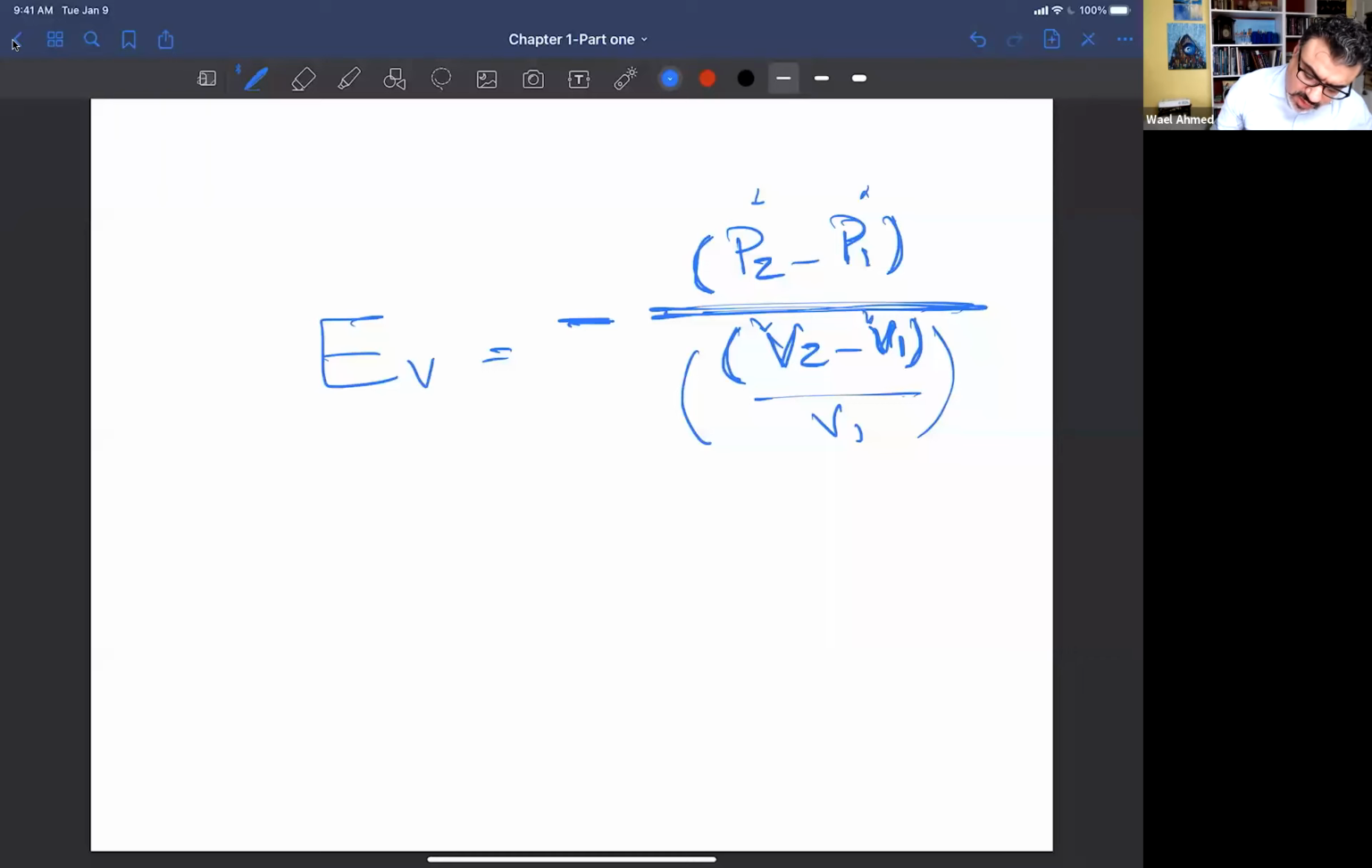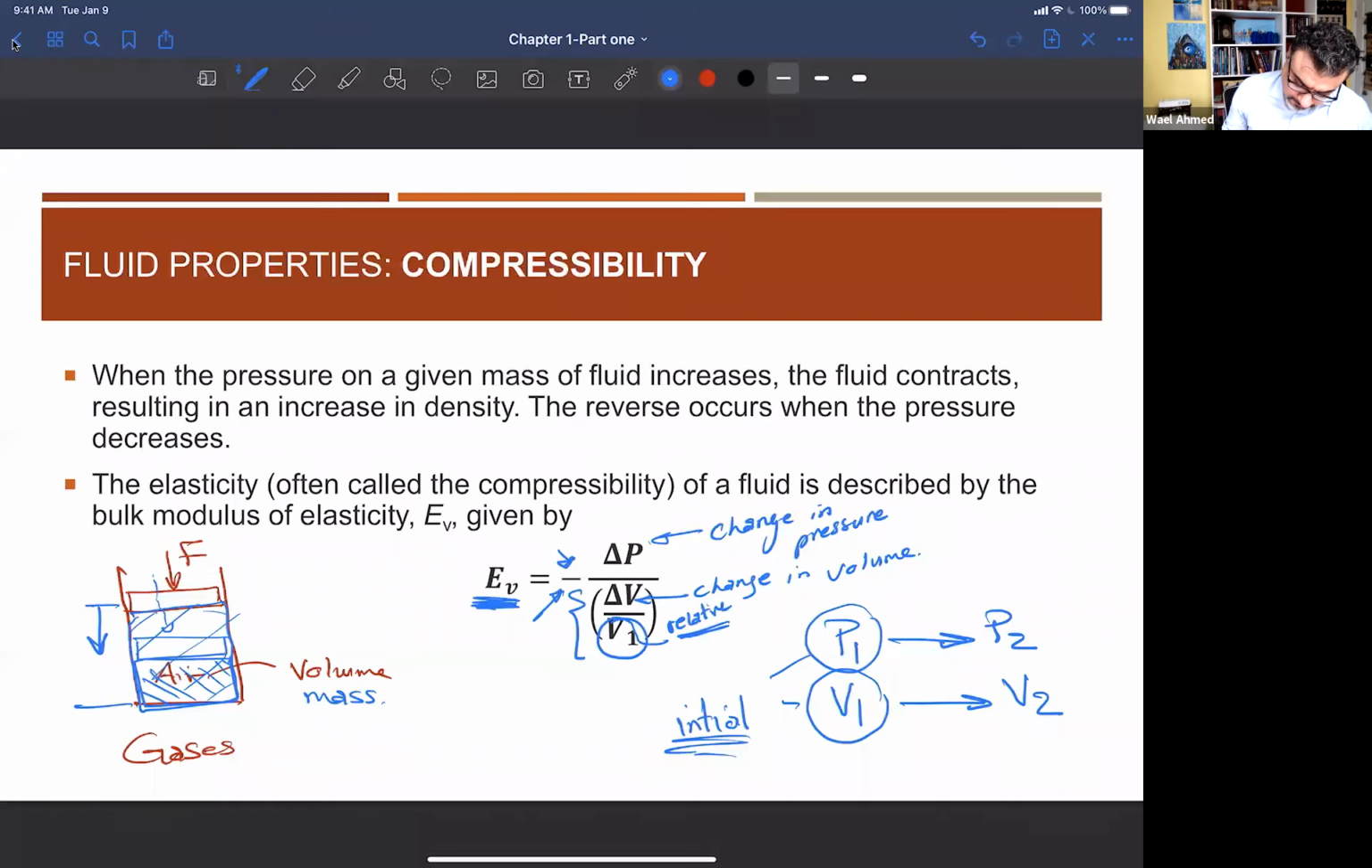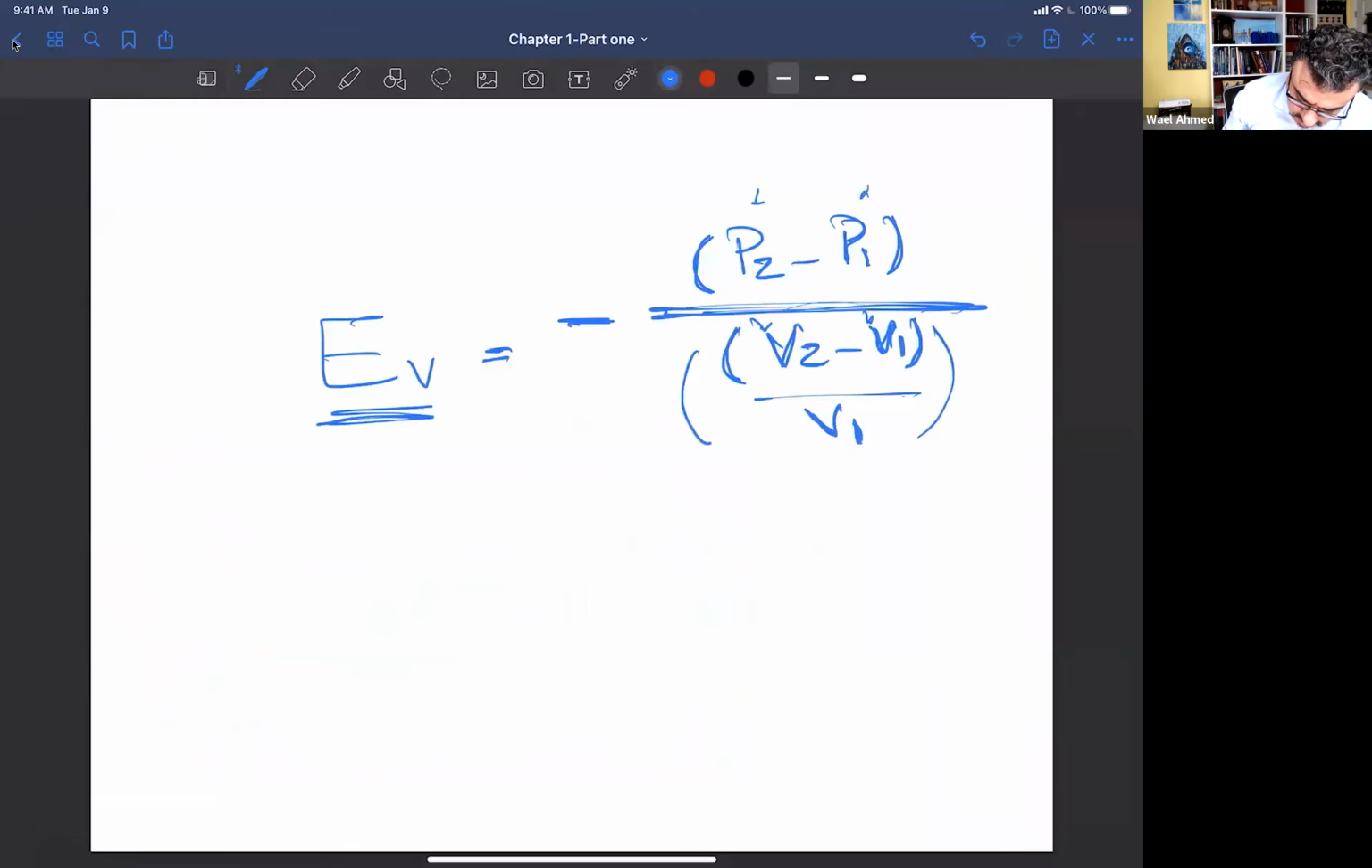And of course, because the units of volume over volume have no dimension, the units is pressure here. That means the bulk modulus of elasticity here will have the same units as the pressure, which is Newton per meter square in the SI unit. And sometimes we call it Pascal. So you can see here, this is our given relation. And this is in the SI units.